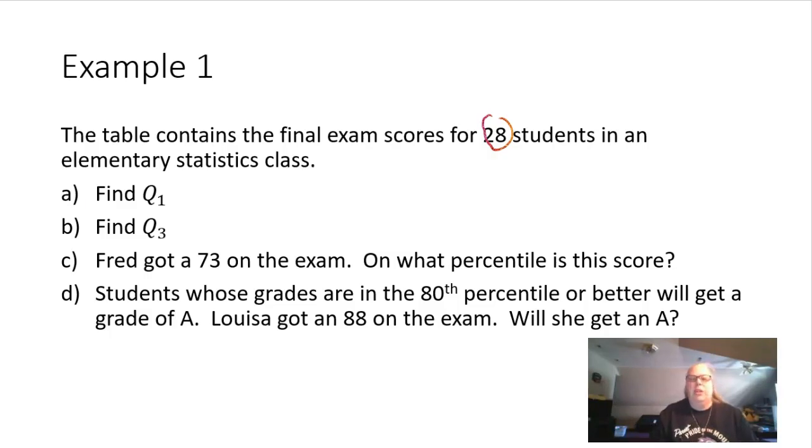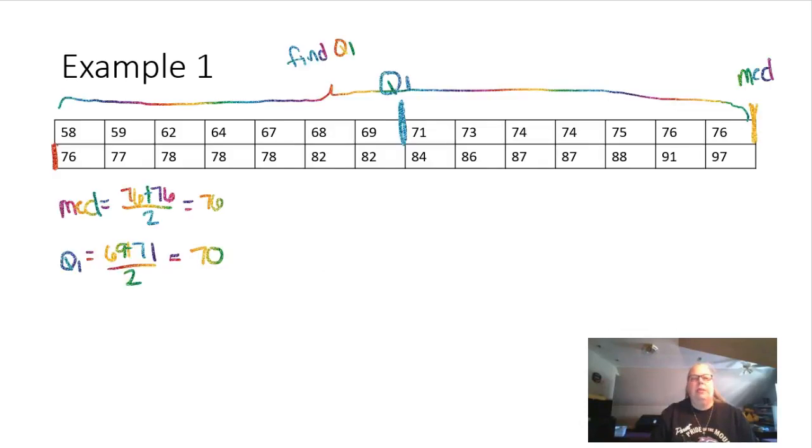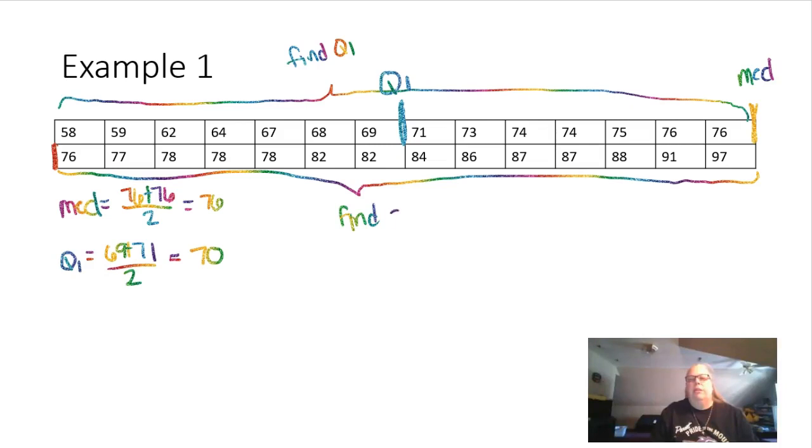Part B is asking me to find Q3. So I'm going to do exactly the same thing, but I'm going to do it with the upper end of the data. So I'm looking at this end right here, and we're going to use all of this to find our Q3. Well, once again, we want to split the data in half, and that means our line is going to go right here between 82 and 84. This is where our Q3 is going to be located because there's an even number of data here. That means we're going to have to take the average. 82 plus 84 divided by 2, and this is going to give me 83 for my Q3.